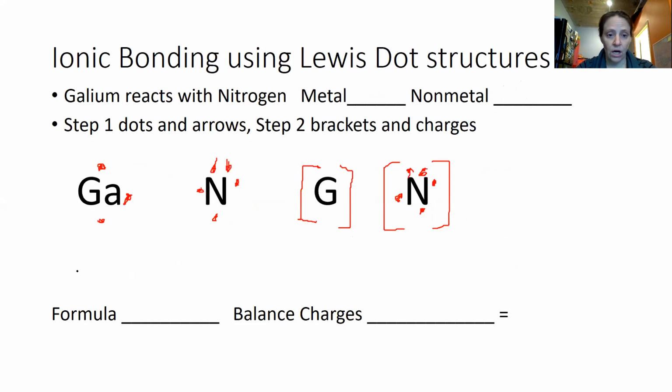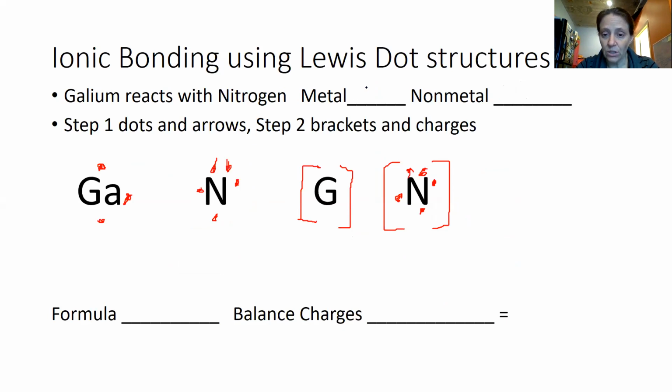All right, now the next one, this is the other one that you had for homework. So we have gallium reacting with nitrogen. Again, if you didn't have a chance to do it, go ahead and pause the video now and make sure that you're trying to work it out on your own. That's how you're going to learn the most if you do it on your own. All right, we have gallium reacting with nitrogen.